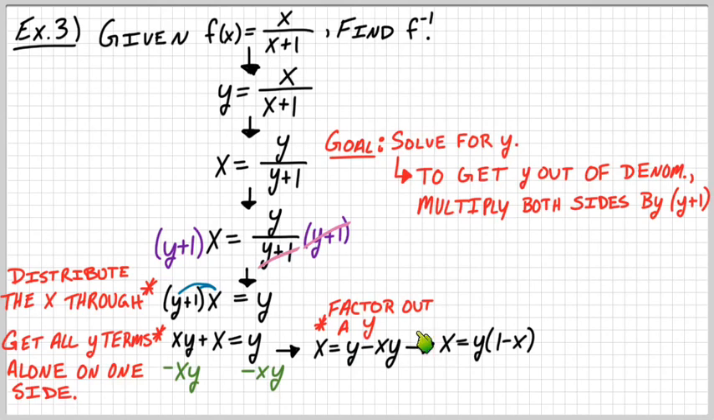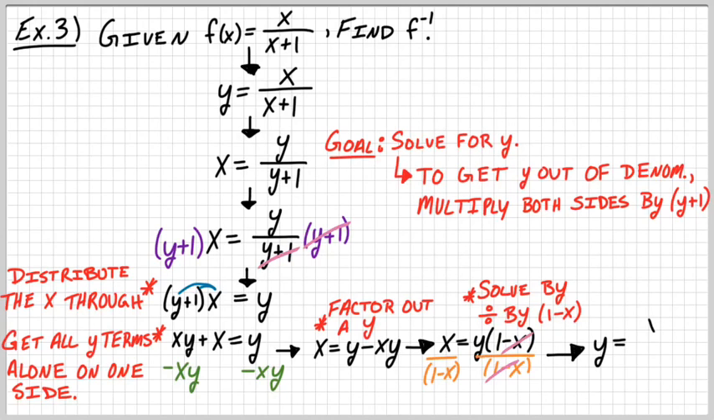At this point, we're pretty much home free. Look, we got one single y in there. y times this quantity. So now if we can just divide by 1 minus x on both sides, we'll be in business. So that's the last little bit here, is just solve this by dividing by 1 minus x. And we'll have y all alone. So those 1 minus x terms will cancel out on the right-hand side. What do you know? It showed up on the left-hand side in the denominator. It's okay. So y equals x over 1 minus x.